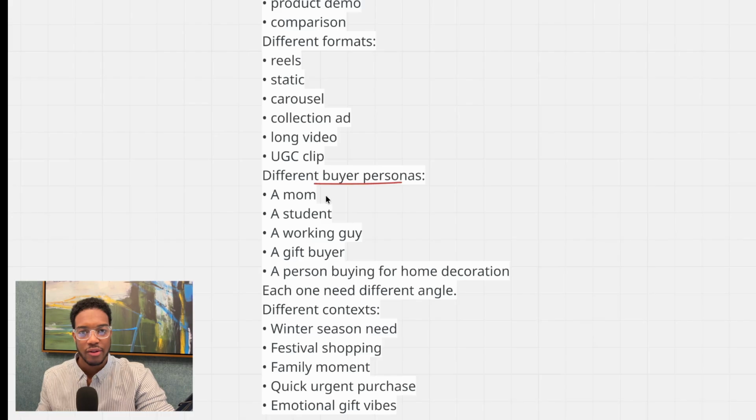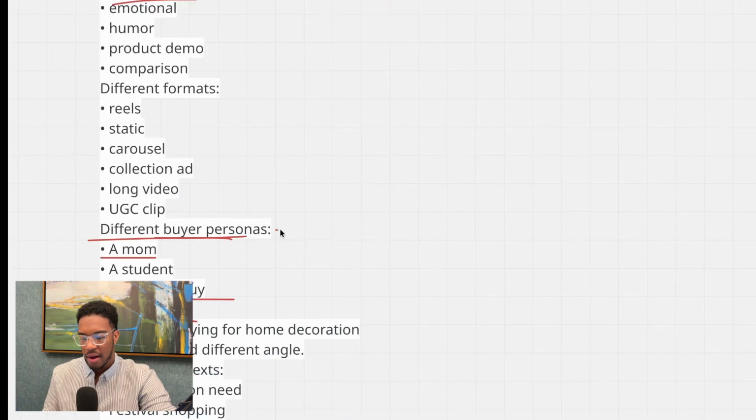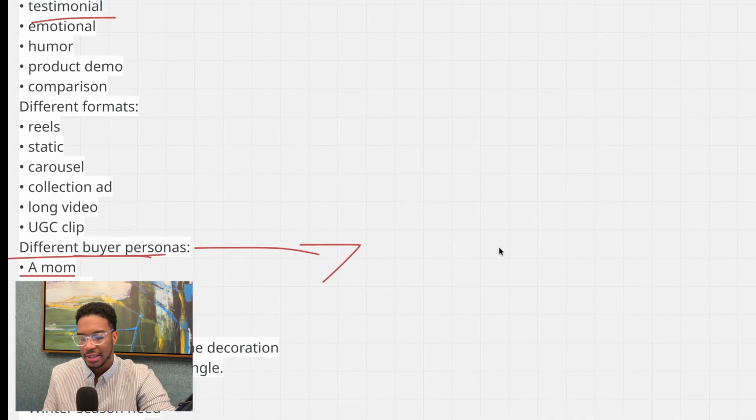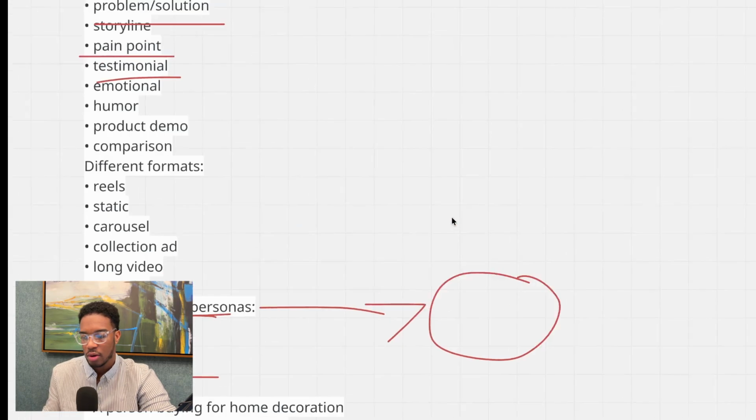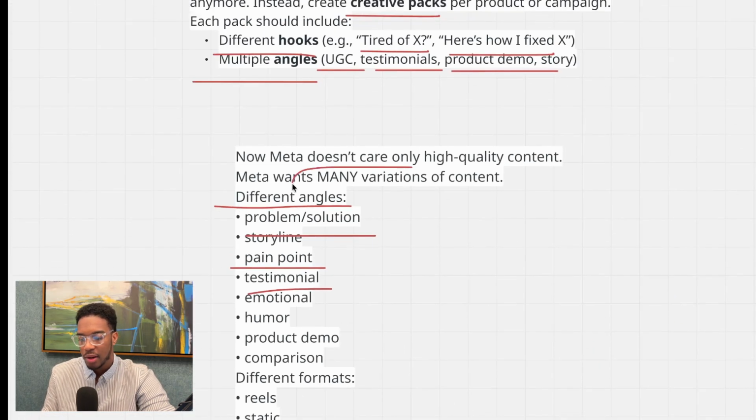Now, if we go back to the first thing I showed you, Alex Hormozi is doing different buyer personas: the mom, the student, working guy, gift buyers, or in his case, the barber, flipping cars, fixing cars, gourmet popcorn, different buyer personas. But every single one of these buyer personas is on the exact same topic, which is joining his School community, but it allows him to make a bunch of different variations for Meta to test to then choose which target audience is the best for him.